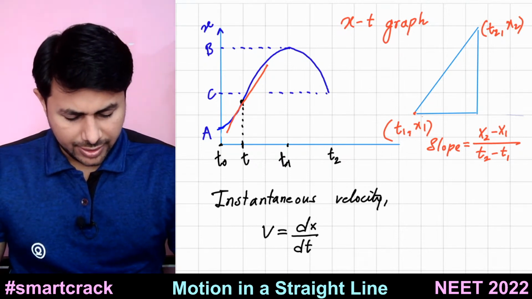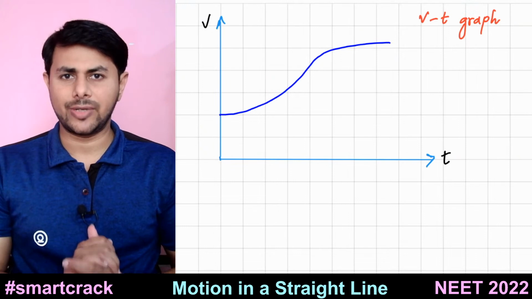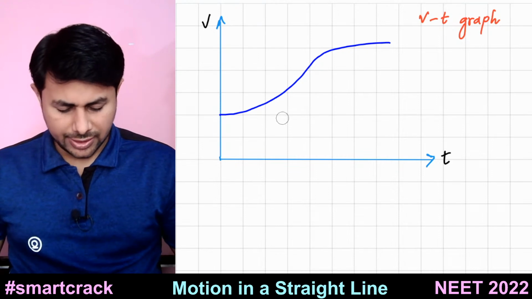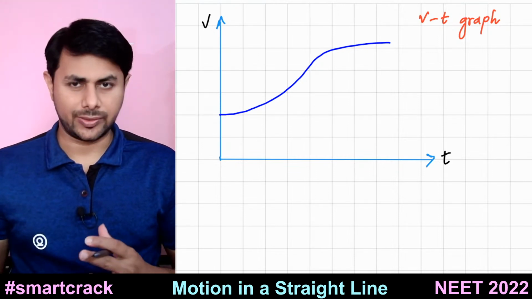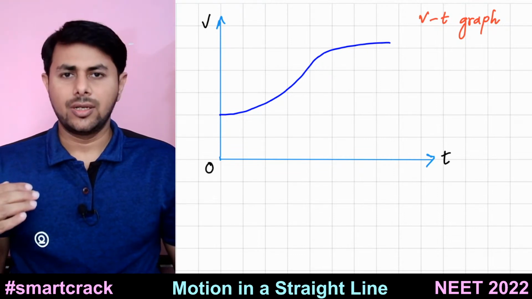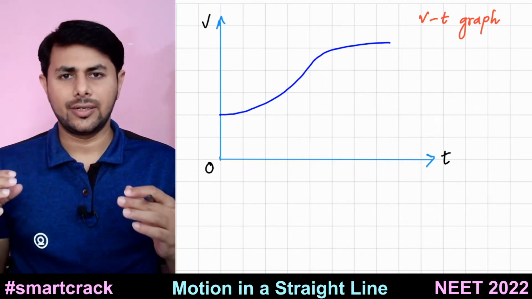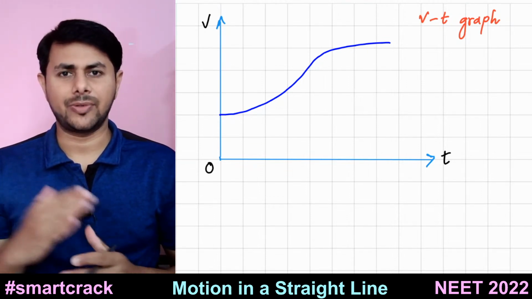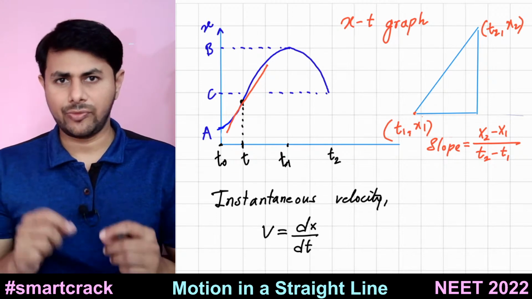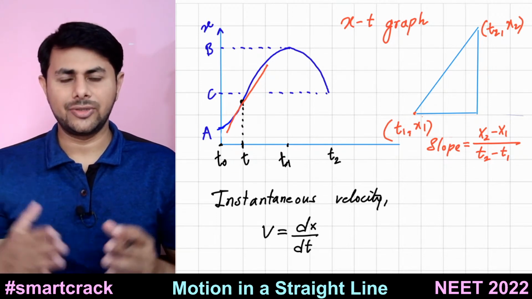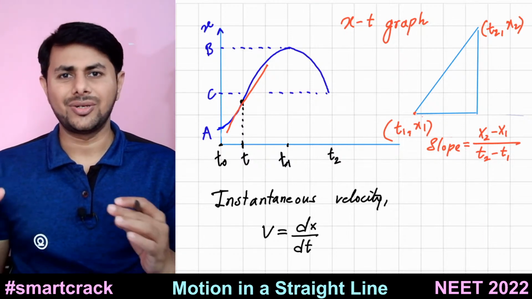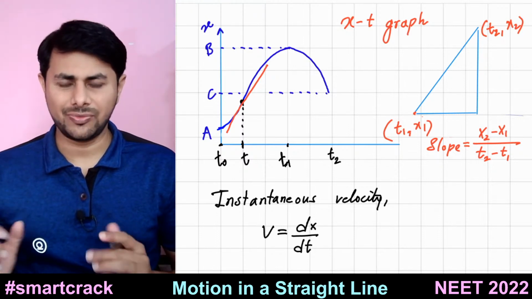Okay, so then let's move on to the next type of graph, which is the velocity versus time graph. Suppose this is the velocity versus time graph for my motion. This is the origin, and now what will happen if I take the slope of the velocity versus time graph at a particular time? We just saw that the slope of a tangent line to the position versus time graph gives me instantaneous velocity.